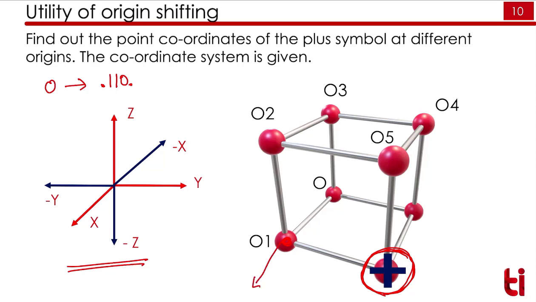Now with respect to O1, this will be x, so minus x will be inside the unit cell, this is y and this is z. So with respect to O1, the Miller indices for this plus sign are 0, 1, 0. Similarly, you can try for other position coordinates, then you will know the utility of shifting the origin inside the unit cell.